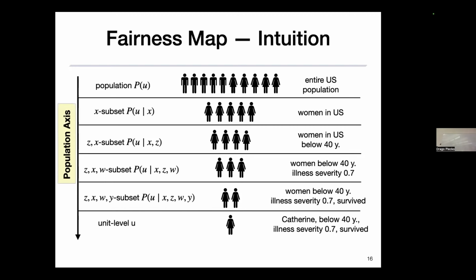I'm going to call this the population axis, because it allows us to pick different levels of granularity when we're quantifying discrimination. And the second part I'm going to call the mechanism axis, because it tells me which mechanism, this is not explicit in this slide, but it will be in the next, which mechanism I'm interested in between direct, indirect, and spurious, okay?